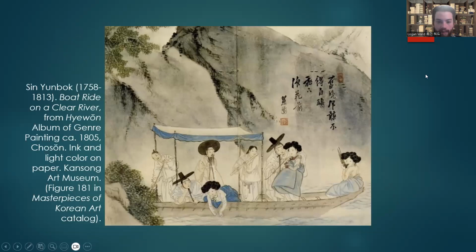All right, first one, we have a painting here by Shin Yun-bok, a very famous late Joseon period artist, called Boat Ride on a Clear River from 1805. What do you think? There's no right or wrong answers to this either, by the way. Very good, Francis. Yes, daily life of Korean people at a particular time, of Joseon people, really. And these are actually Joseon elites, Yangban, right? So the daily life of Joseon people, right?